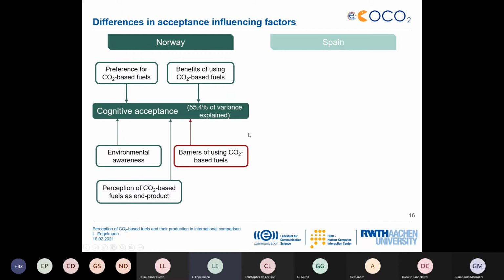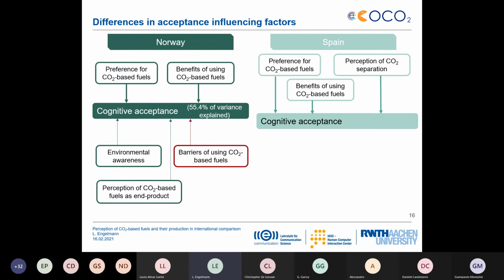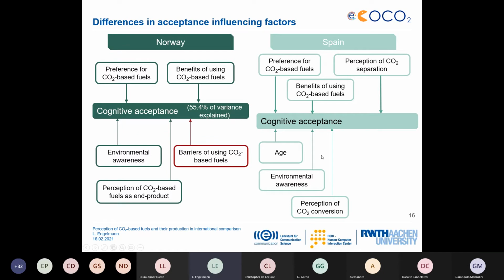When we compare this case to the Spanish one, we'll see that there are differences. Again, the preference for CO2-based fuel over conventional kerosene is the strongest predictor, together with, again, the perceived benefits, but this time the perception of the production step of separation also strongly predicts our target variable, which was acceptance. They are followed by the user factors of environmental awareness and age, which means the more environmentally aware or the older somebody is, the more likely they are to accept the product. And additionally, the positive perception of the conversion step itself also positively influenced the acceptance.